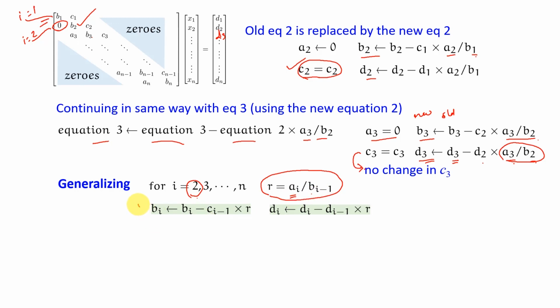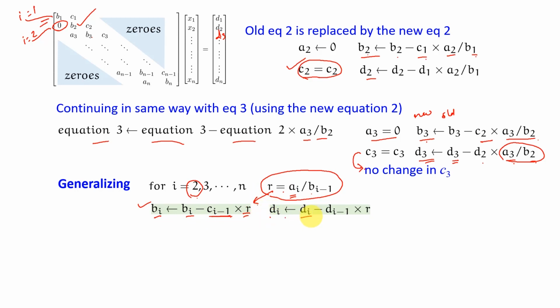Then my new BI will be the old BI minus CI minus 1 multiplied by R. We can check it here: B2 equals B2 minus C1 multiplied by A2 by B1. So in case of B2, here it is C1. In case of B3, here it is C2. So in case of BI, here it is CI minus 1 multiplied by this multiplication factor R.